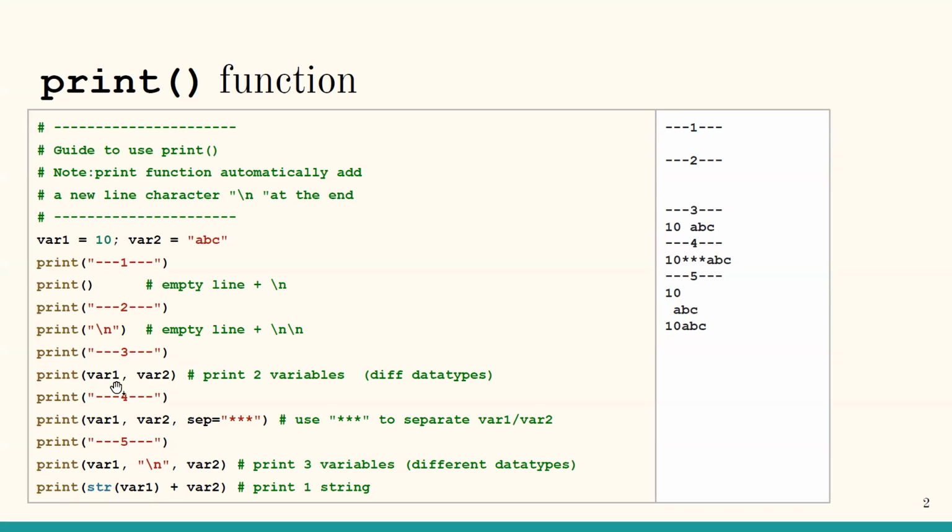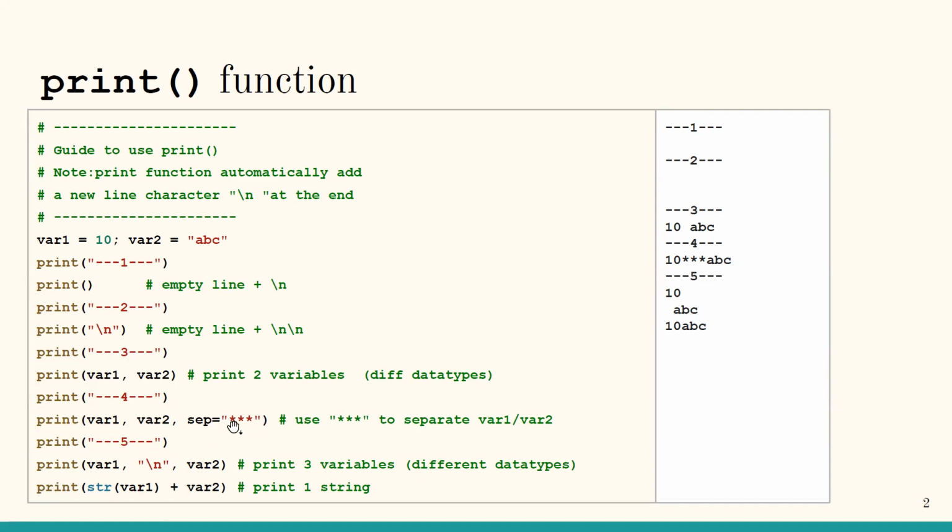And for the third one, because you have put a comma here, you are printing 2 variables. So it means that you can print different data types. You can print a string, an integer and a float within the same print function, separated with commas. Or you can change the separator. By default, it would be a space between 10 and ABC here, the 2 variables, but you can change that to other characters.